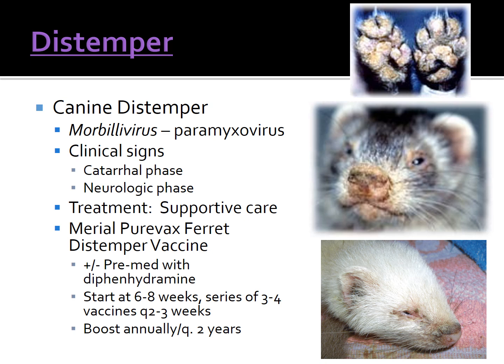There is, however, a vaccine. So hopefully these animals that you see are getting vaccinated. You can do pre-medication with a Benadryl, diphenhydramine. You want to do this series at 6 to 8 weeks of age, and they should be getting boosters until they are a year old, and then boost again annually or every 2 years.